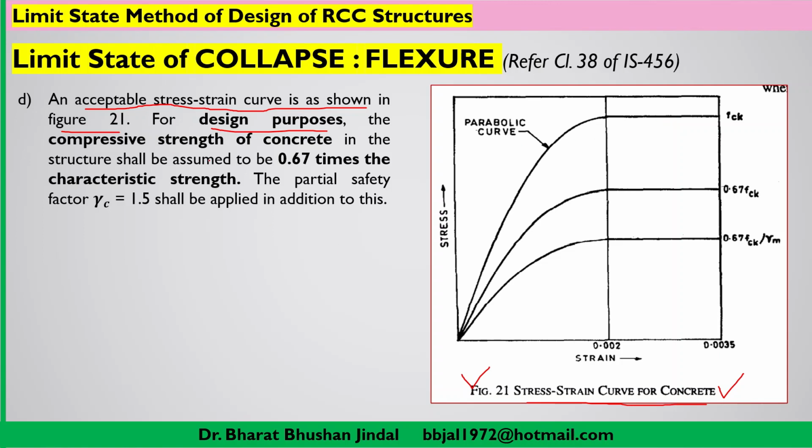For design purpose, the compressive strength of concrete in the structure shall be assumed to be 0.67 times the characteristic strength. You may remember during the preliminary lectures on concrete technology, we have used this parameter 0.67 earlier. So if you find any difficulty, you can go through the previous lectures also. And the partial safety factor gamma C, we will be taking 1.5. That will be applied in addition to this. So now you will be able to understand here.